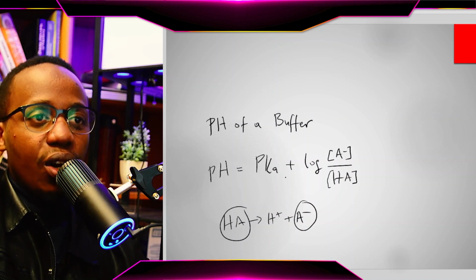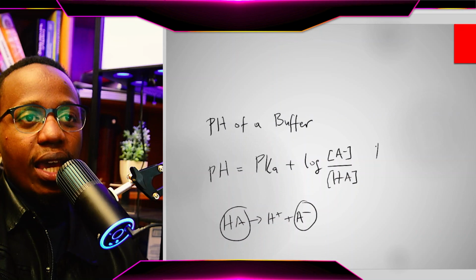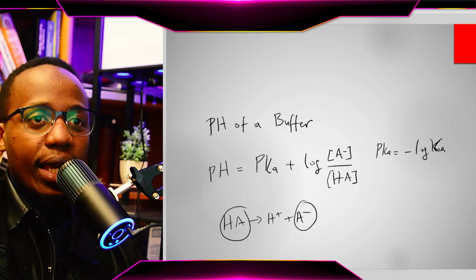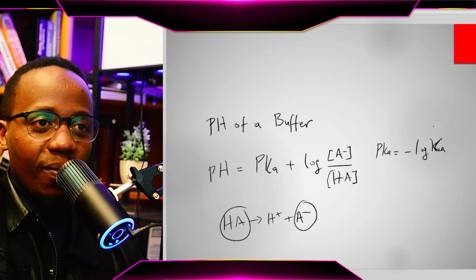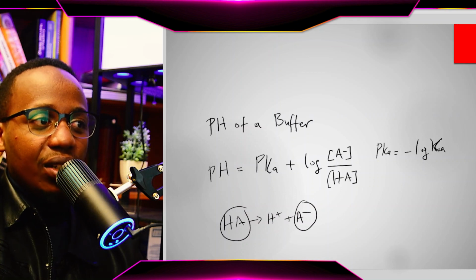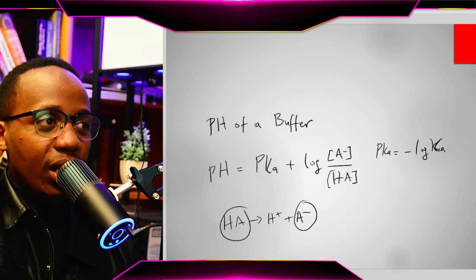and these are concentrations. What's pKa? pKa is equal to negative log of Ka. So if I give you the Ka and you know the concentrations, you can find the pH. You should be able to find the pH, no problem.